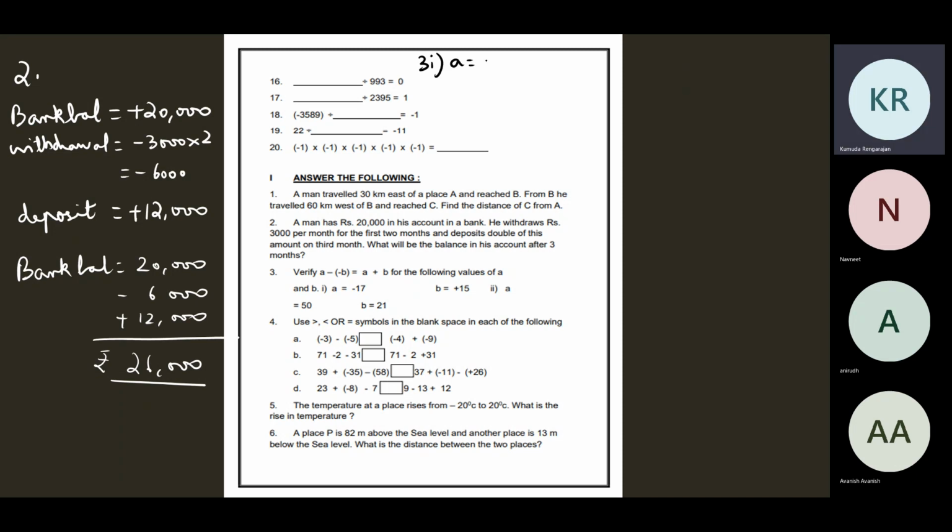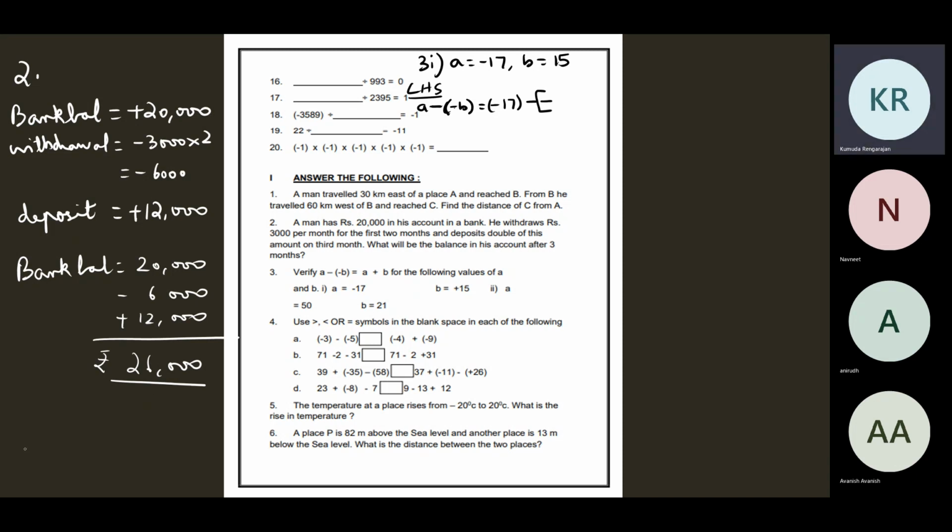Okay, so A is equal to minus 17, B is equal to plus 15. So what is the LHS? LHS is A minus of minus B. So A is minus 17. Then this minus sign, put that minus sign. They have opened a bracket, you also open a bracket. And there's a minus sign here, put the minus sign. And B is 15.